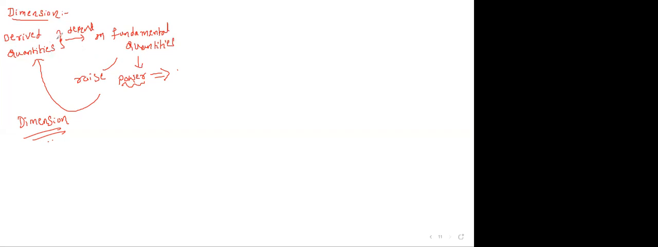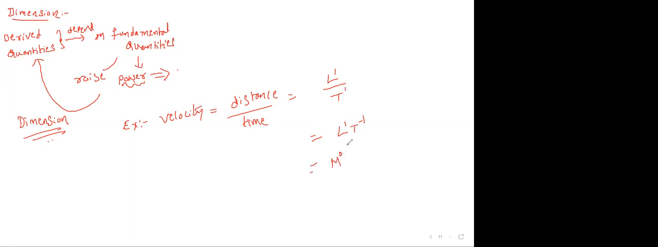If you want an example, a very simple example I can take. What is velocity? Velocity is defined as distance by time, right? Distance is measured with length. Time is represented with T. So I will keep L power 1 as it is. If I take T power 1 from the denominator to the numerator, it becomes T power minus 1. There is no M term, so I can write M power 0.